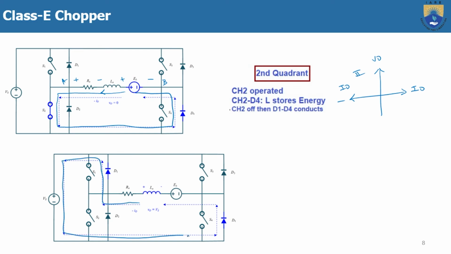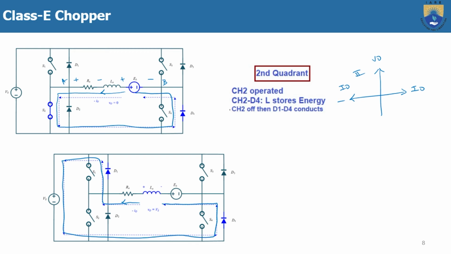So the load will supply energy to the source. The load is supplying energy to the source. Again the direction is opposite, but the polarities are still the same. So this is the second quadrant operation.